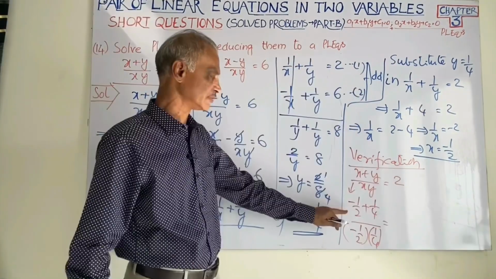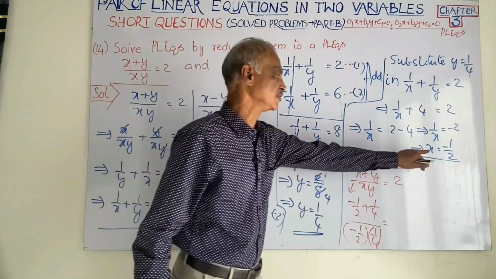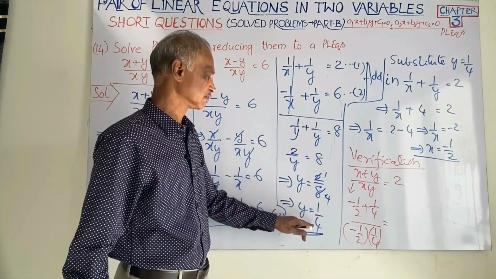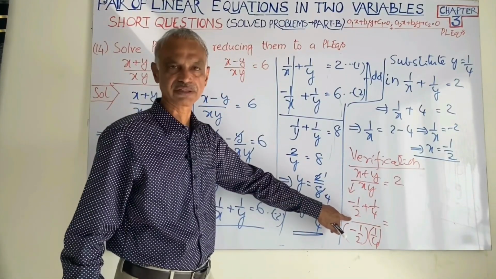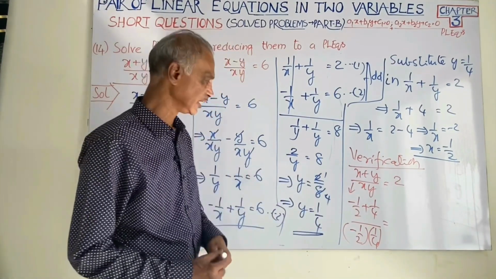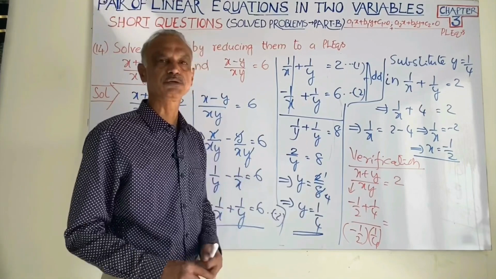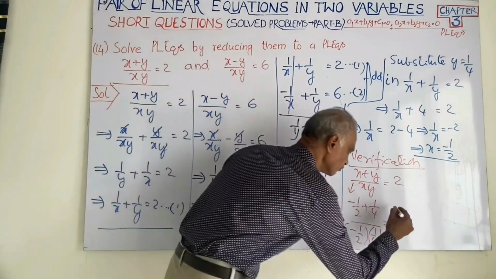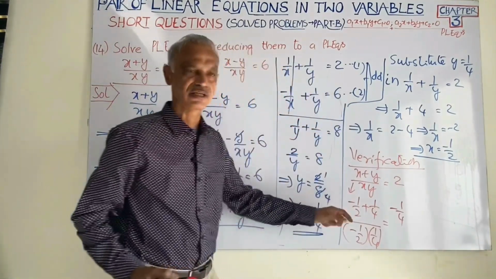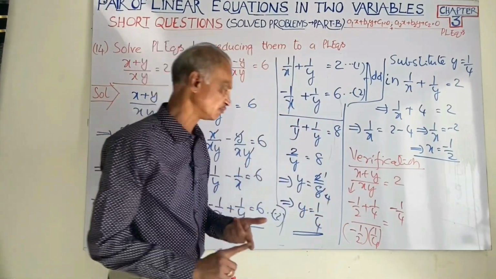I have taken LHS. What is the value of x? x is minus 1 by 2. What is the value of y? 1 by 4. Substitute the values of x and y here. Now minus 1 by 2 plus 1 by 4. What is it? Minus 1 by 4, because minus 1 by 2 is bigger than 1 by 4.